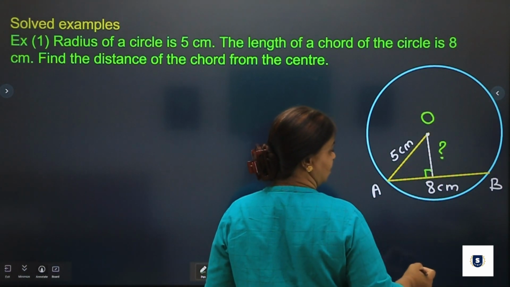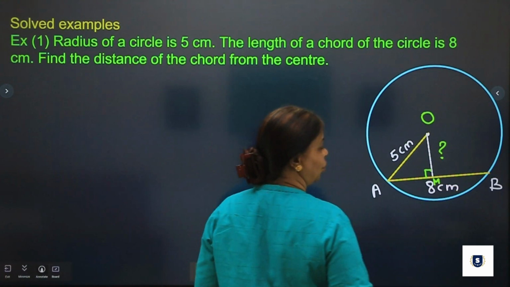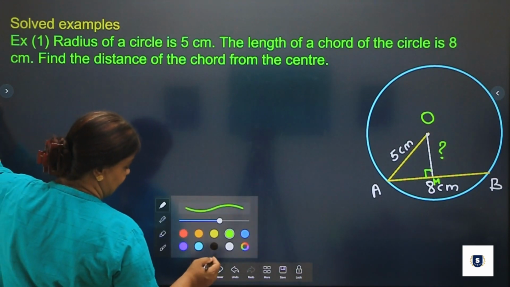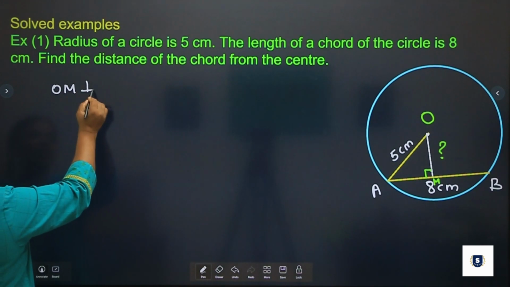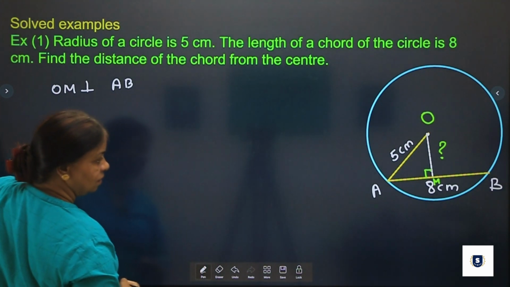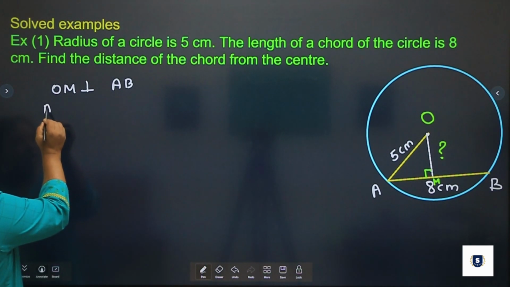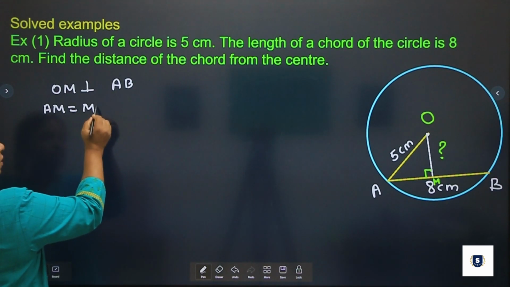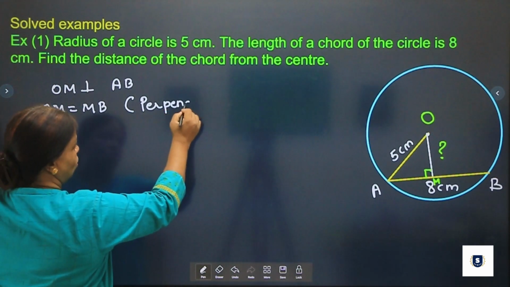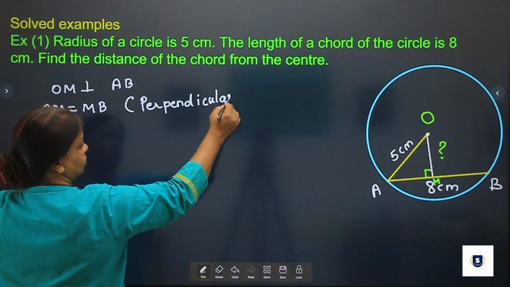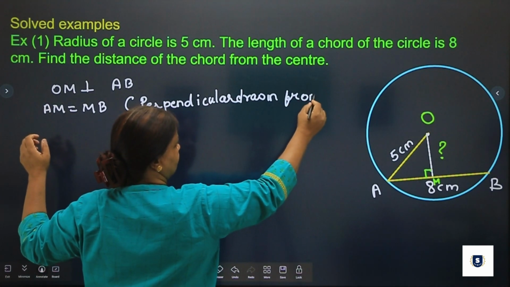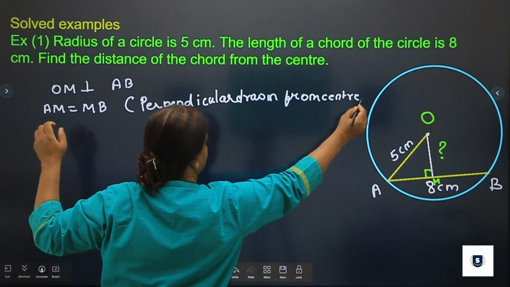Let O be the center of the circle and M be the point on the chord. So we can say that OM is perpendicular to AB. If OM is perpendicular to AB, then AM is equal to MB. Clear? Perpendicular line drawn from the center bisects the chord.